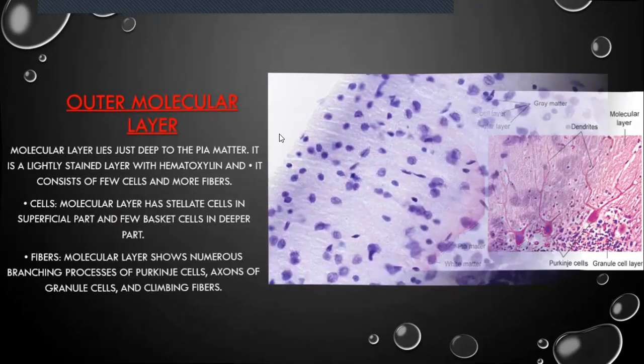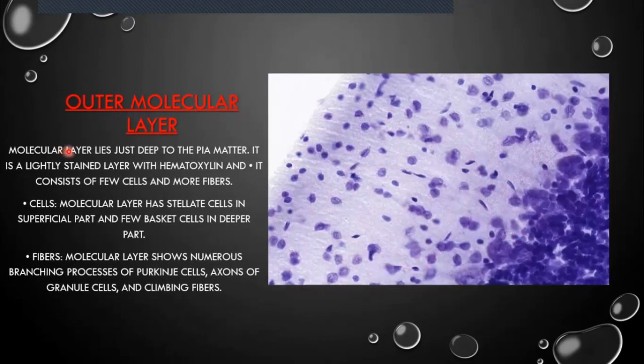Now let's look at each layer. Now the outer molecular layer. The molecular layer usually lies just deep to the pia mater. It is a lightly stained layer with hematoxylin and eosin stain. It contains few cells. It has few cells and more fibers.